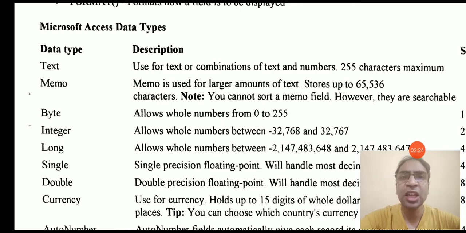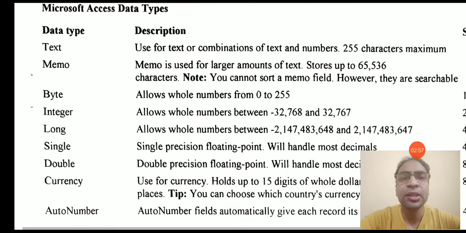The second data type provided by Access is memo, where the character limit is very large. You can store up to 65,536 characters in this. Next is the byte data type that allows whole numbers from 0 to 255. Next is integer that allows whole numbers between minus 32,766 to 32,767. It is used to store integers.